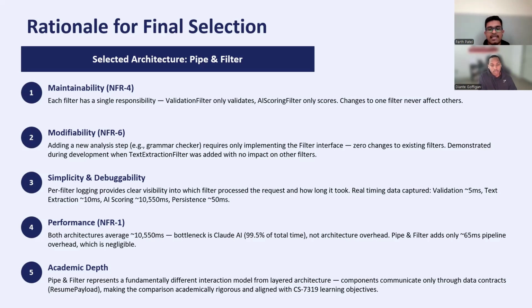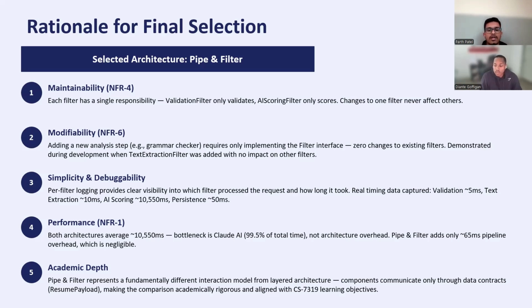Second is modifiability. This is the strongest argument. Adding a grammar checker, for example, requires only implementing the filter interface and adding it to the pipeline. We demonstrated this during development, when adding a text extraction filter required zero changes to any existing filter.